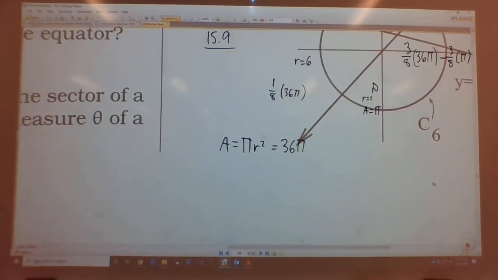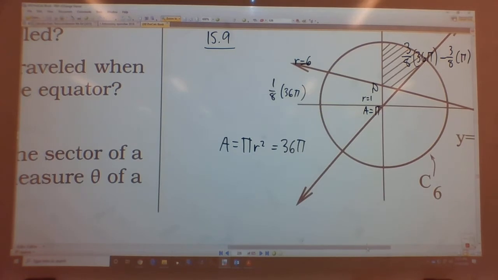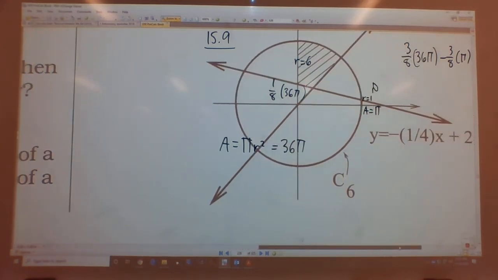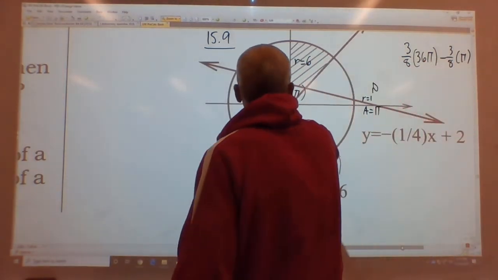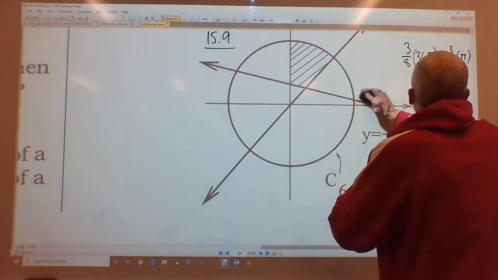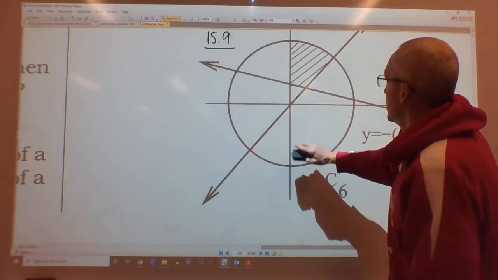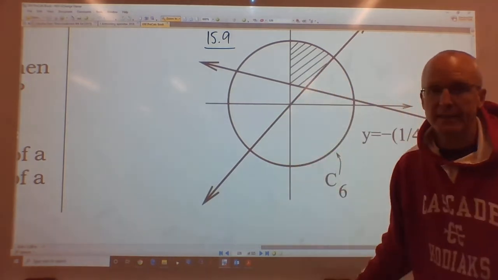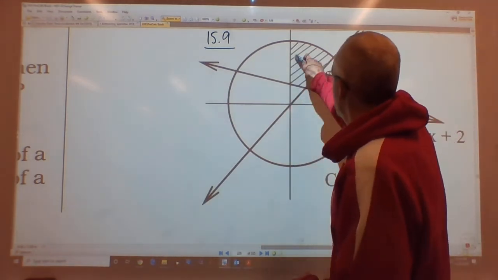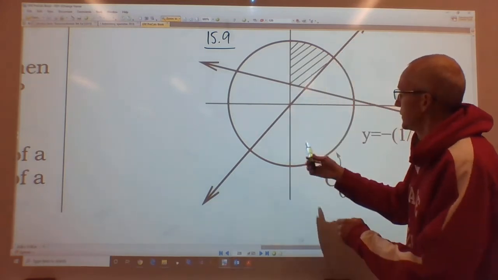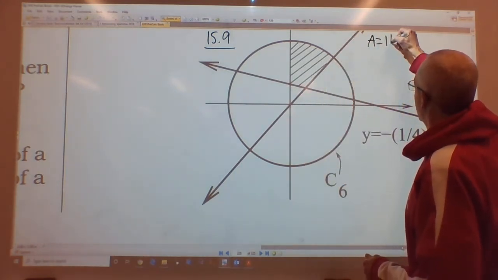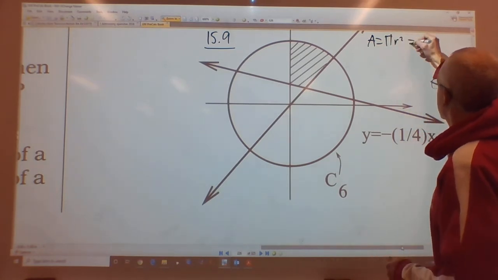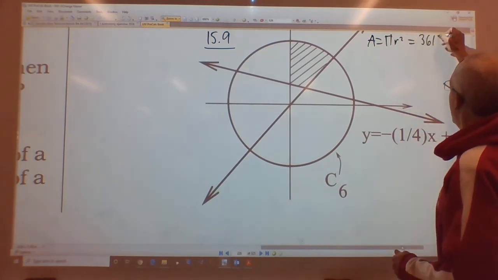Okay, that should be big enough. That is nice and big. All right, erase all this stuff. Okay, the area of the full circle is still, it's the same circle, radius 6. So the area of that wedge is 1/8 of the full circle. We know the full circle is pi r squared, which r is 6. So as we already said, it was 36 pi.